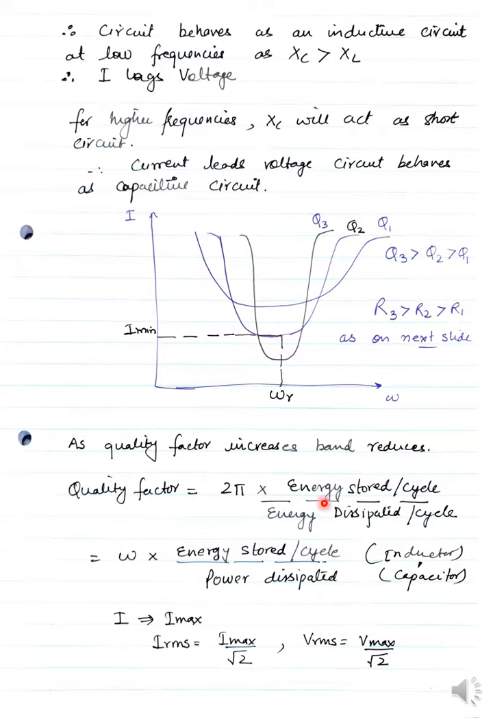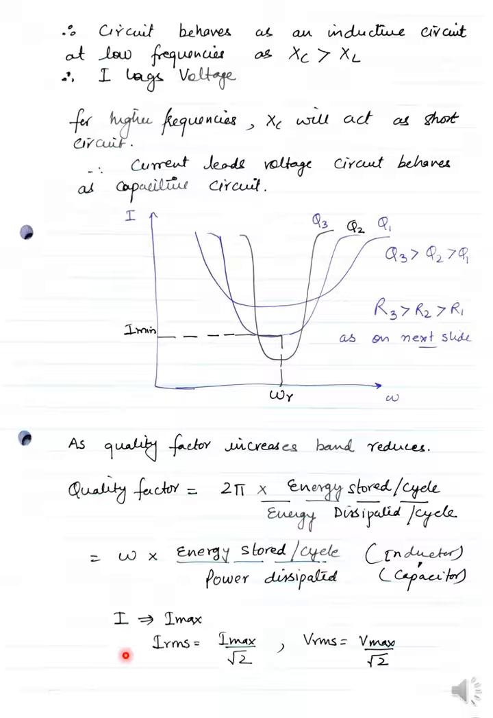so quality factor is, as I told you, 2 pi into energy stored per cycle divided by energy dissipated per cycle. For the quality factor which we calculated for series RLC circuit, this term cycle was missing. So this cycle, when you use with 2 pi, it basically changes to your omega, because cycle means your frequency. So it will be omega into energy stored per cycle for this thing. So it becomes power dissipated.